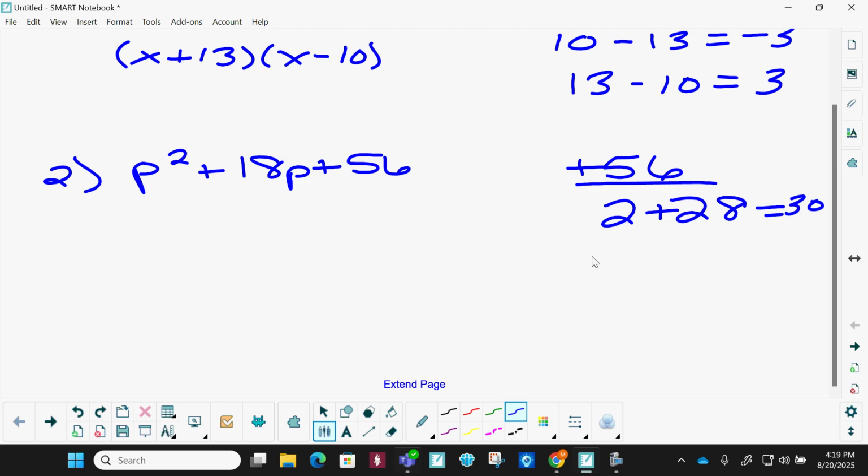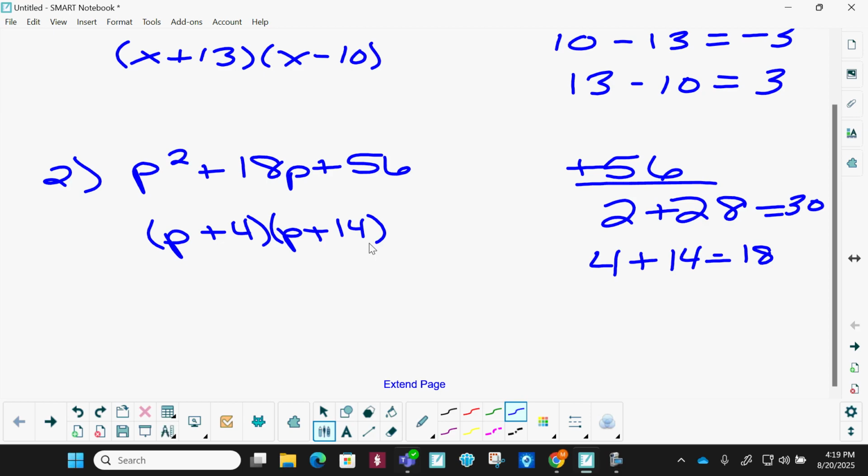Oh, yes. So I get a 4 and a 14. So 14 times 4 is 56. But if I add them, oh, doggy, look there, we get an 18. That's what we need here. So here we go. P squared can be broken up into P, a positive 4 goes in one, and a positive 14 goes into the other. And that's how you get that number, or factor.